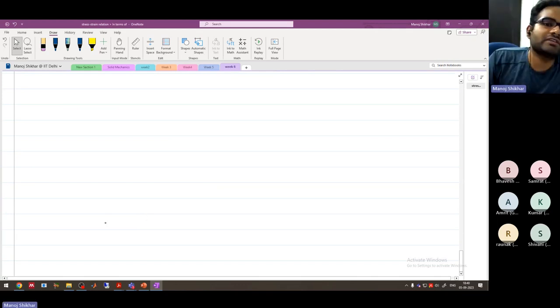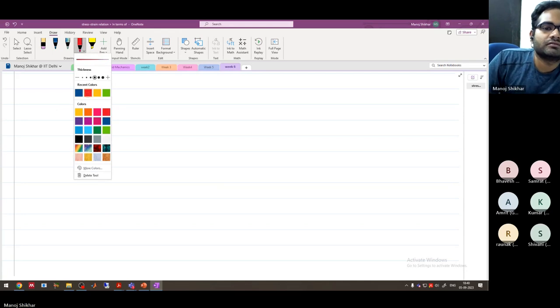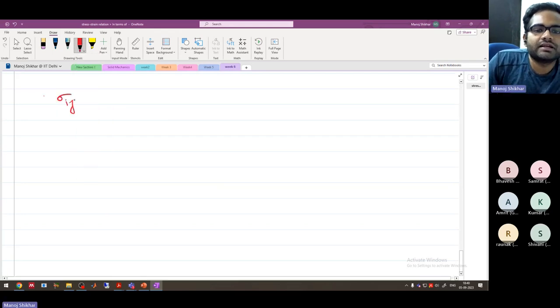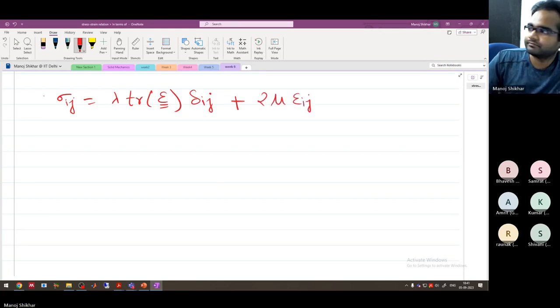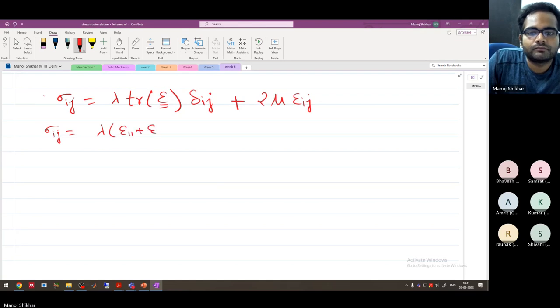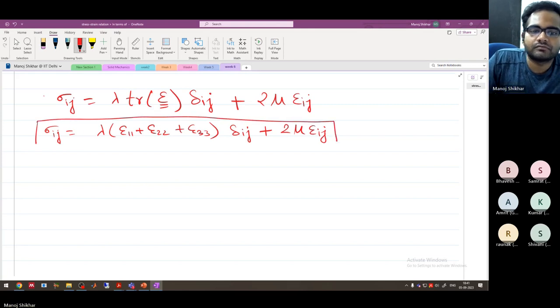Now I will give you some formulas which we will be using today. So sigma is lambda, one of the Lame's constants, times the trace of the epsilon matrix, times delta, this is the Kronecker delta function, plus 2 mu epsilon. So this is one of the formulas.